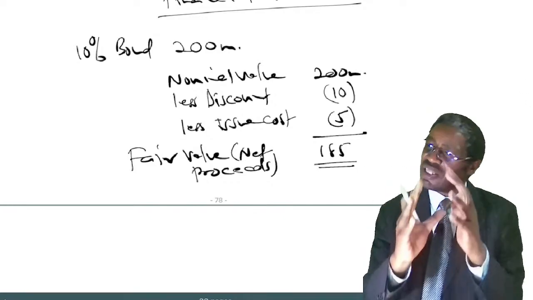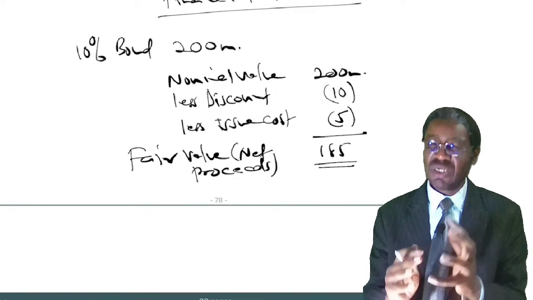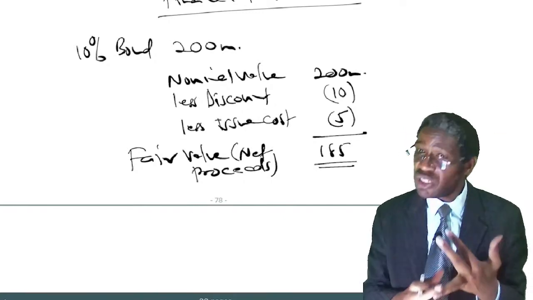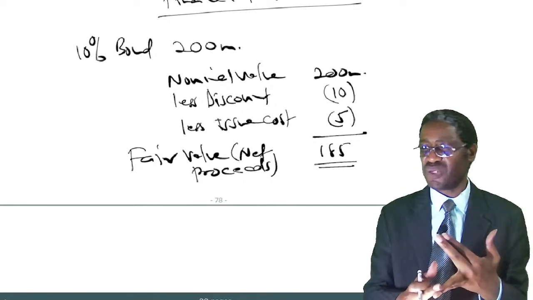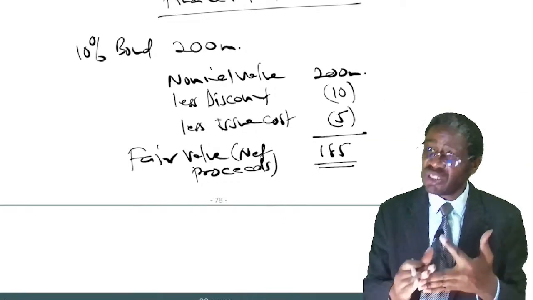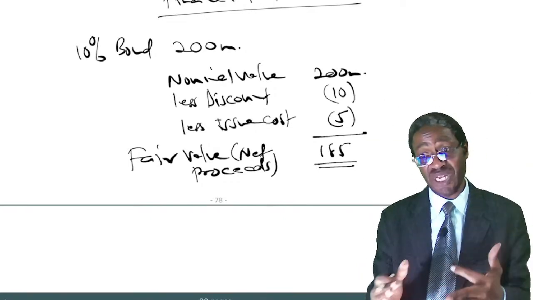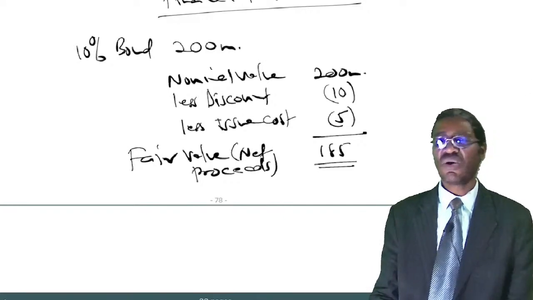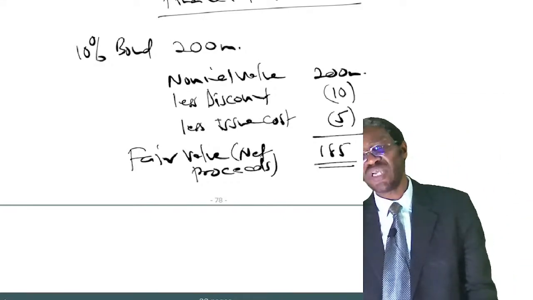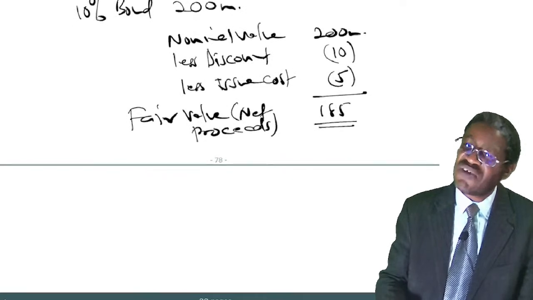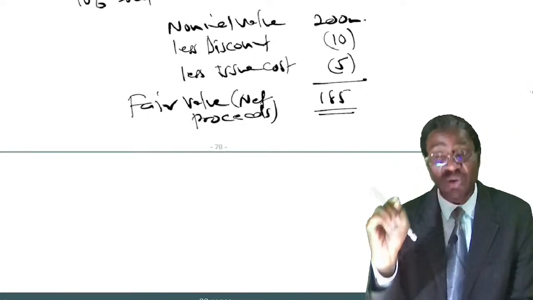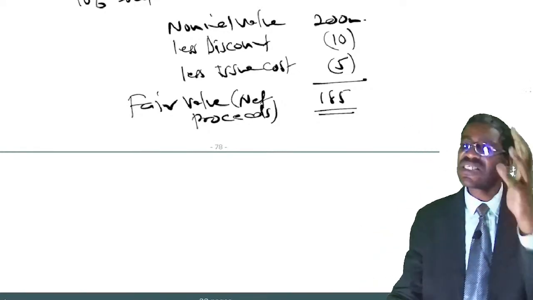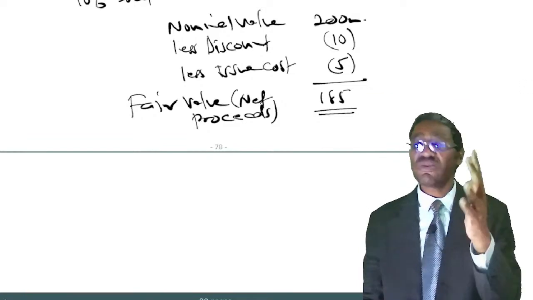That's how we determine the fair value of a financial liability: you get the net proceeds. I've assumed we issued a bond whose nominal value is 200 million, at a discount of 5%, which is 10 million, and the issue cost was 5 million. So you as company A effectively received 185 million. That is the fair value on initial recognition. What about in the subsequent years? How do you remeasure it?